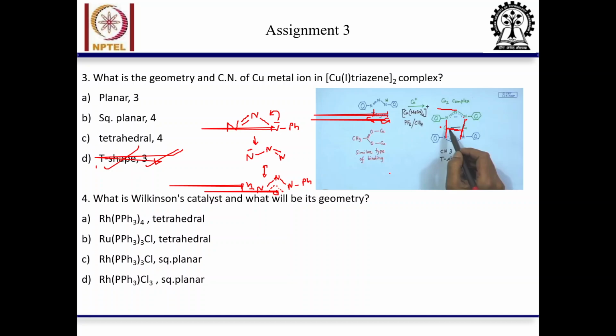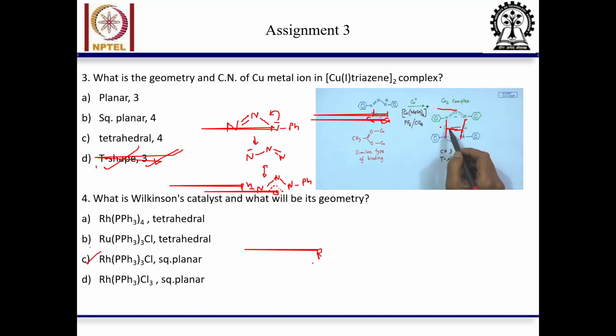Okay, I think both answers have come. Rupali, you are correct first. The correct option is C. I'll just show you. So the correct option is C. This is the rhodium complex, found in square planar geometry. So basically you have this.